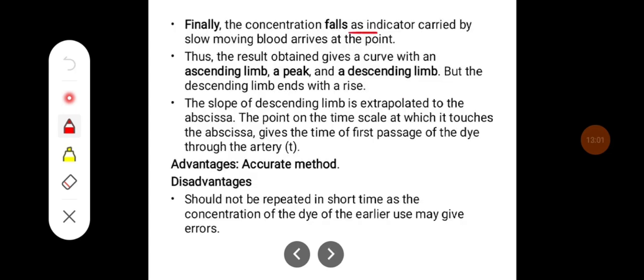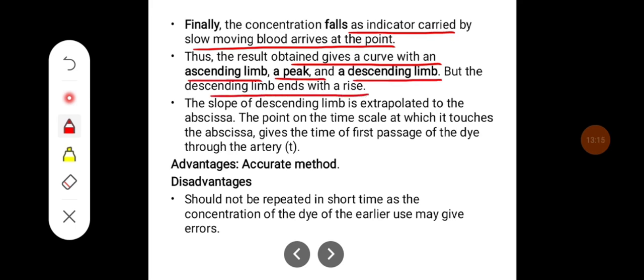Finally, the concentration falls as indicator carried by the slow moving blood arrives at that point. Thus, the result obtained gives a curve with an ascending limb, a peak, and a descending limb, but the descending limb ends with a rise. The slope of the descending limb is extrapolated to the abscissa. The point on the time scale at which it touches the abscissa gives the time of the first passage of the dye through the artery, that is T.